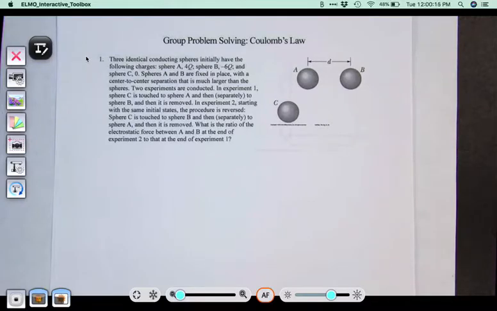So question 1 reads that three identical conducting spheres initially have the following charges. Sphere A has 4Q, sphere B has minus 6Q, and sphere C has 0. A and B are fixed in place and they have a center-to-center separation much larger than the spheres, and two experiments are conducted. In experiment 1, sphere C is touched to sphere A, and then separately to sphere B, and then it is removed. In experiment 2, starting with the same initial states, the procedure is reversed. Sphere C is touched to sphere B, and then separately to sphere A, and then it is removed. What is the ratio of the electrostatic force between A and B at the end of experiment 2 to that at the end of experiment 1?